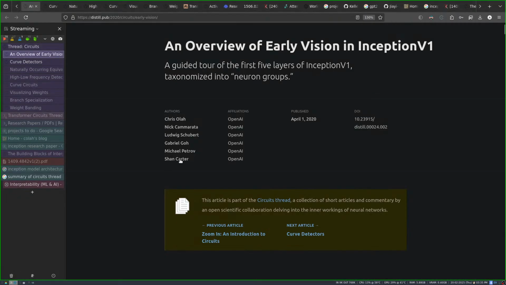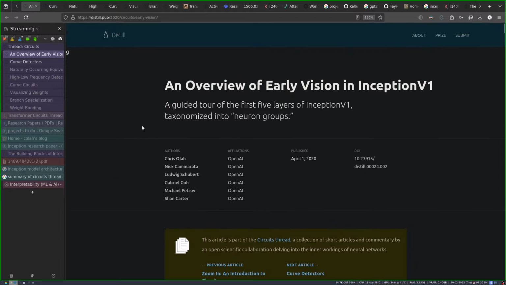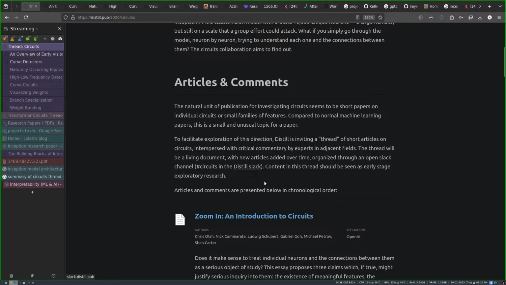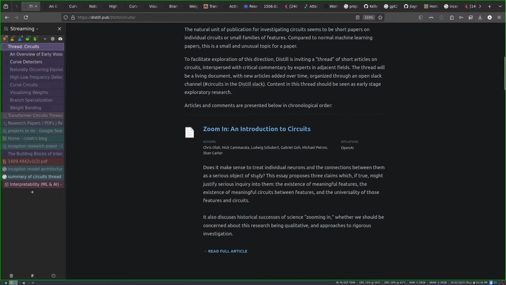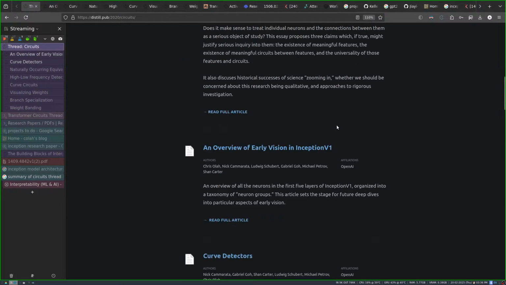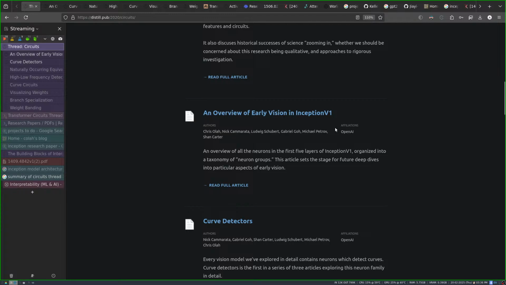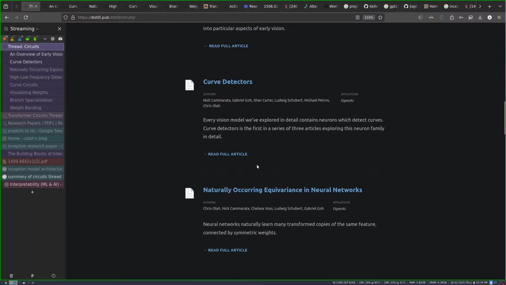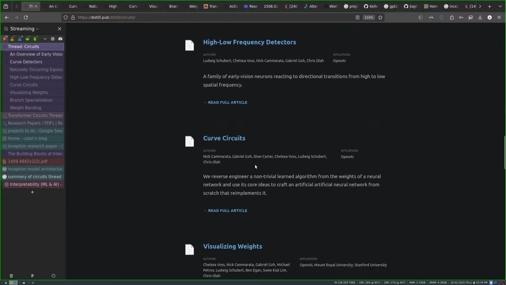Today, my plan is to read all of Circuit Thread. In the last two streams, I read the first one, Introduction to Circuits. In the stream, I want to read each of these papers in depth, right?